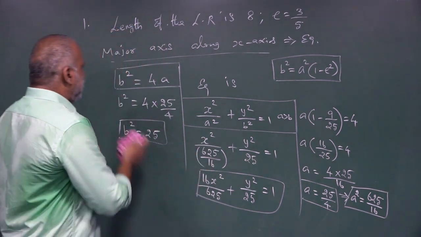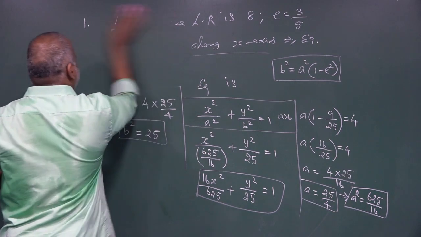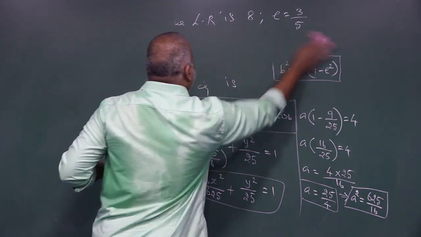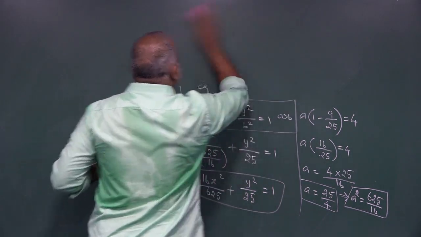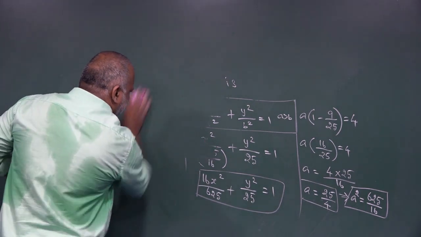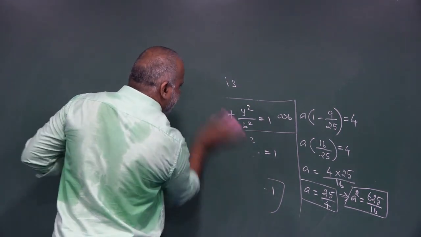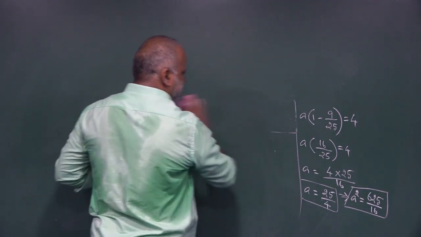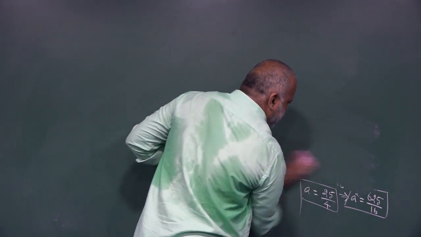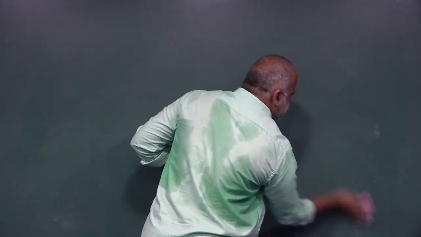In the same model, we have one more sum. Same model. As per the given data, you have to justify which type the given ellipse belongs to. That is the first logic. We need the equation of an ellipse. There are two types. Type number 1, major axis along x-axis. Type number 2, major axis along y-axis.